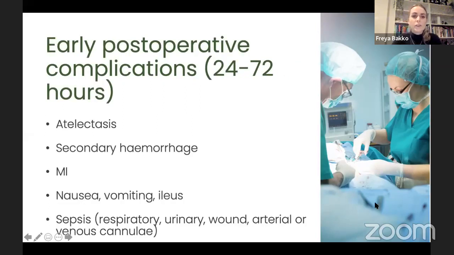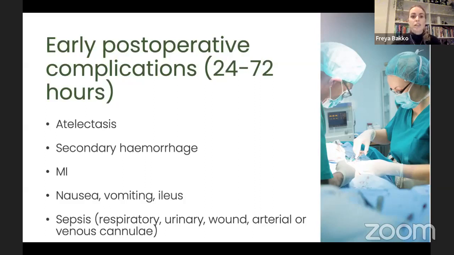So early post-operative complications, anything between 1 to 3 days post-op. Atelectasis, so collapse of either part of the lung or entire lobes, can be caused due to pain post-op. So patients often tend to not take deep breaths post-op because of pain, especially after intra-abdominal surgery. And this can cause collapse, which can also lead to pneumonia.